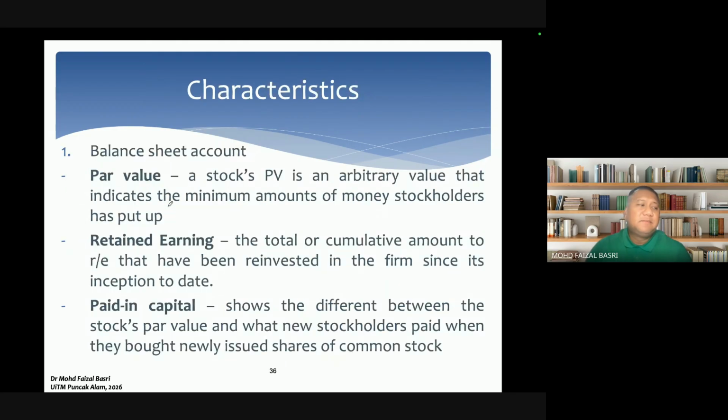Alright, so in terms of characteristics, kalau bond kita ada par value 1000, kalau preferred kita ada par value 100. Okay, but for common stocks, we don't have a specific ataupun a standard par value. So par value dia bergantung kepada syarikat. It depends on the company, it depends on the value of your common stocks and the numbers of shareholders currently available. So the par value tu tak standard lah across companies.